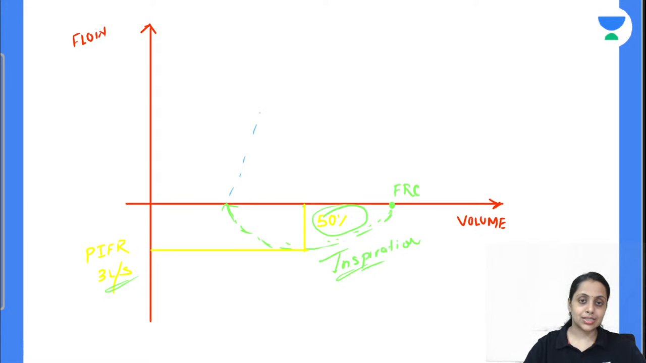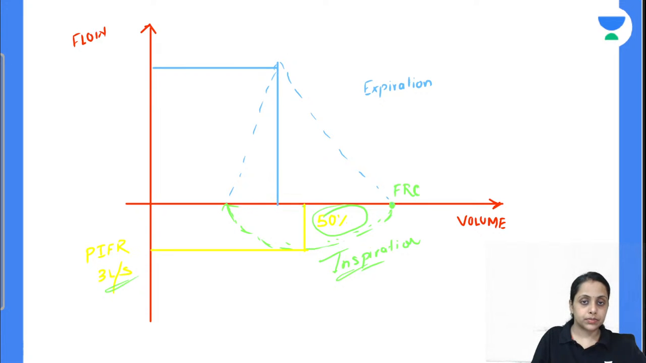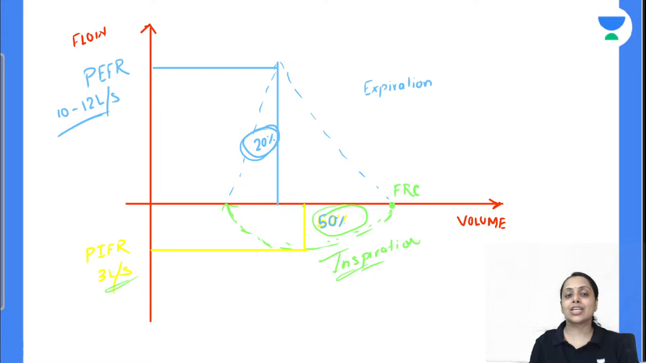Now coming to the next, that is our expiratory loop. So this is the point, we are starting the expiration. This is the curve for expiration. This is the peak expiratory flow rate, and its normal value is 10 to 12 liter per second, and it is achieved after 20% of expiration. So all these data are important. Do remember, peak inspiratory flow rate is achieved at 50% of inspiration, or jab hamara expiration 20% ho jata hai, to peak expiratory flow rate is achieved, and that is 10 to 12 liter per second.